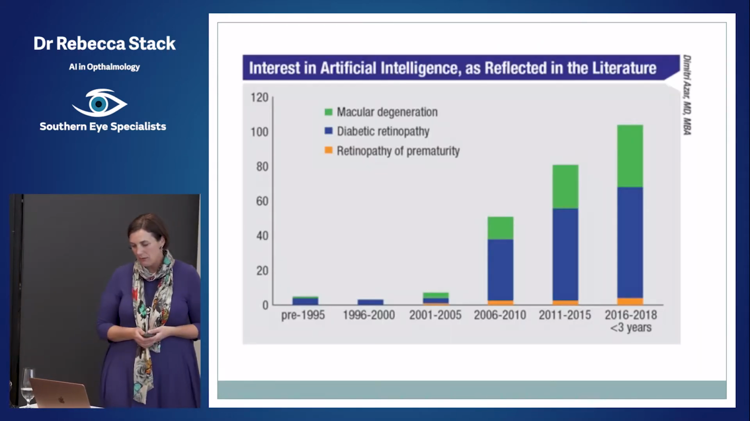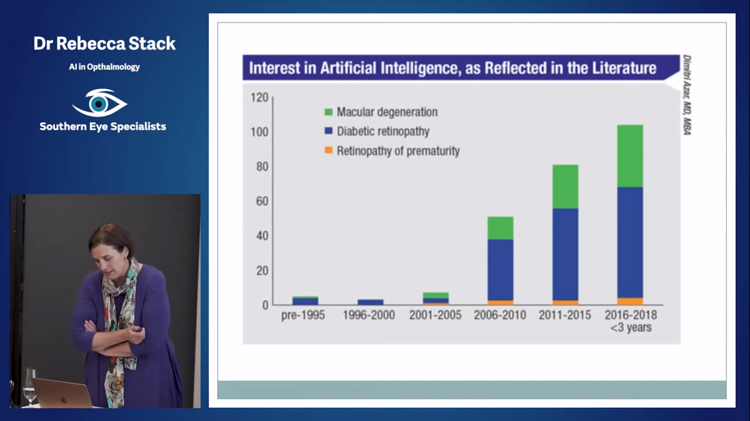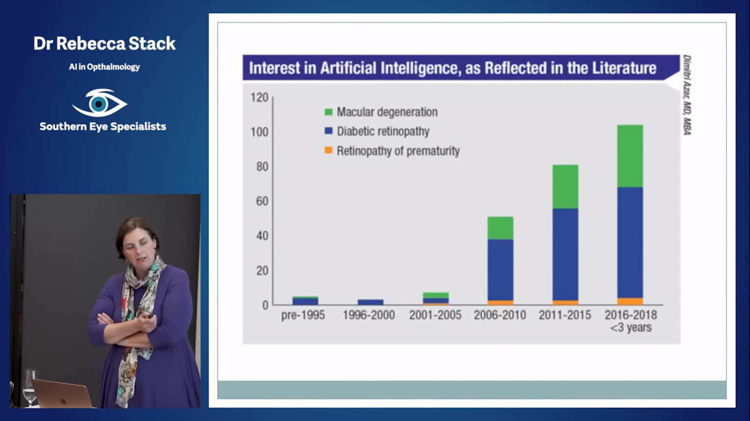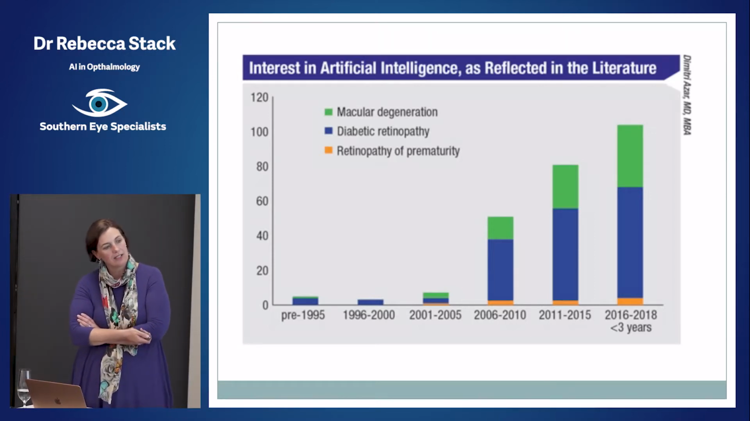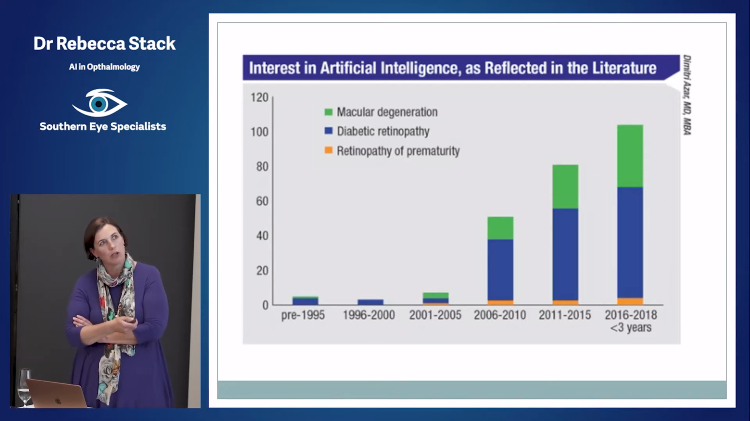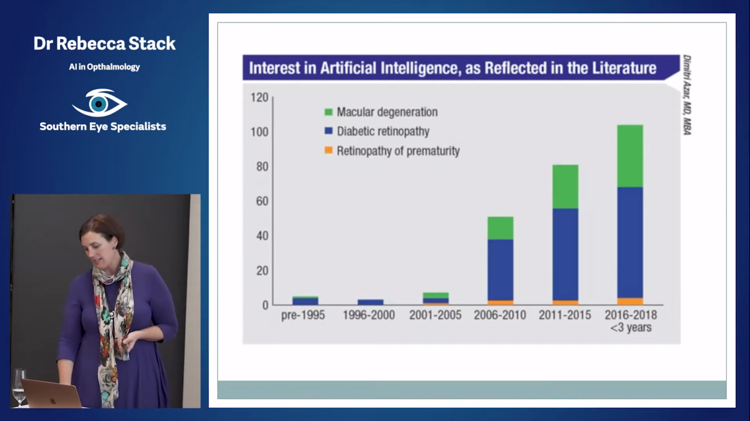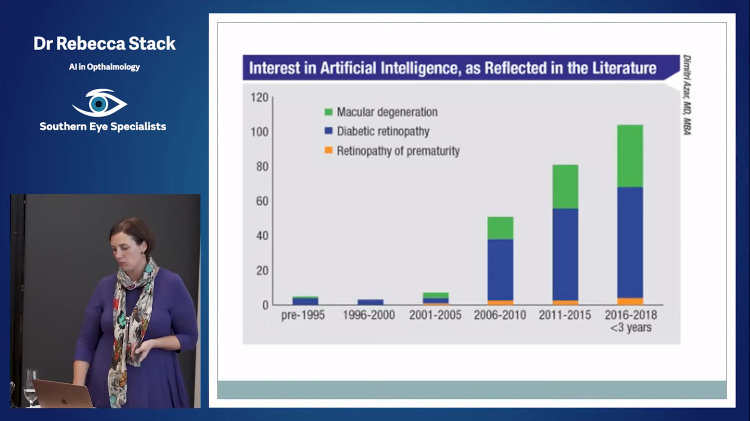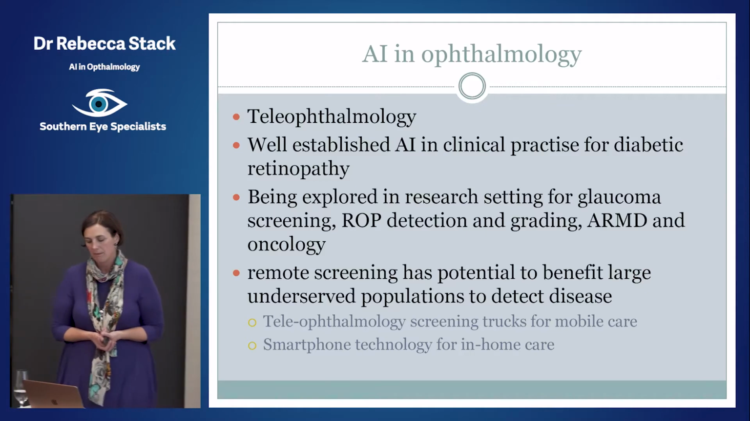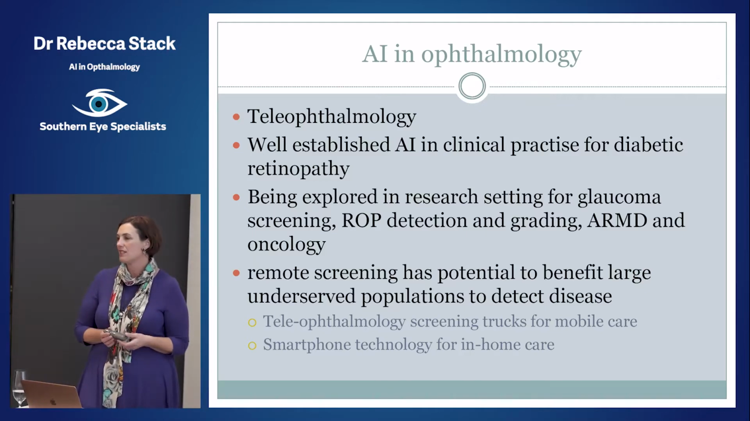So this is a little graph showing you the sorts of conditions that have appeared in the literature based on artificial intelligence. You can see it was around for a while, and now look at the exponential growth in all of the studies that have been done using artificial intelligence or programs to assess and improve ophthalmology.